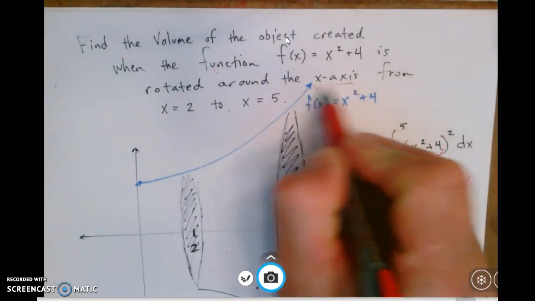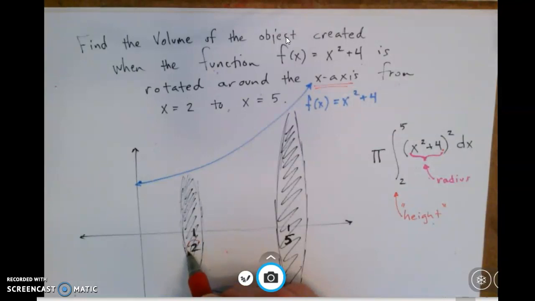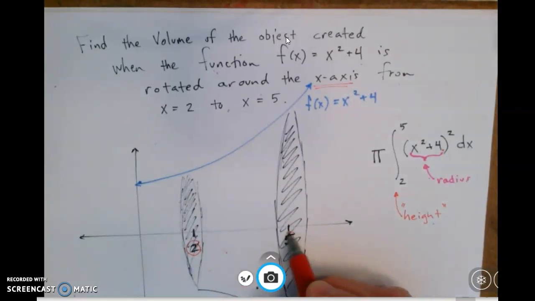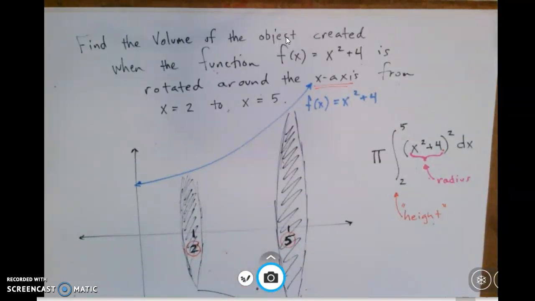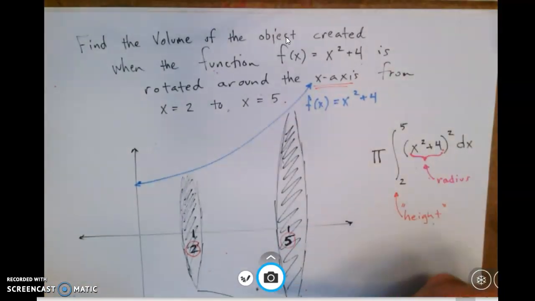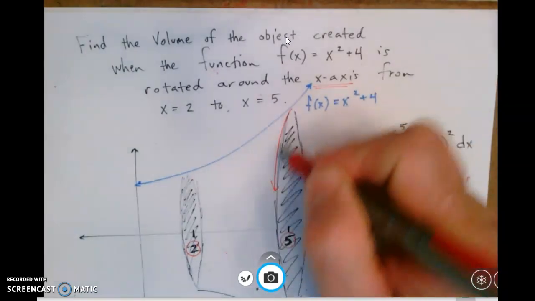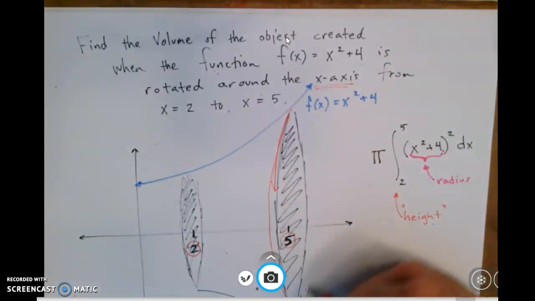Again, that's very important. We can do the y-axis as well. From x equals 2, that's right here, to x equals 5, that's right here. So what we're talking about is rotating this curve around the x-axis, and it rotates, and it comes around.